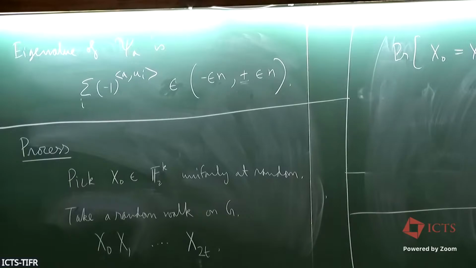So x0 is picked uniformly at random, and then I start 2 walks of length t, and I ask what's the probability that they end at the same vertex. And that is the exact same thing. Okay, so what's the probability that they end at the same vertex?